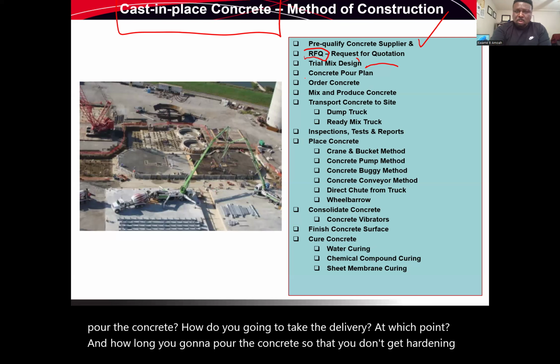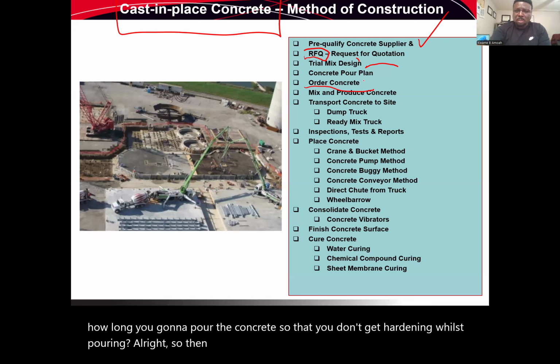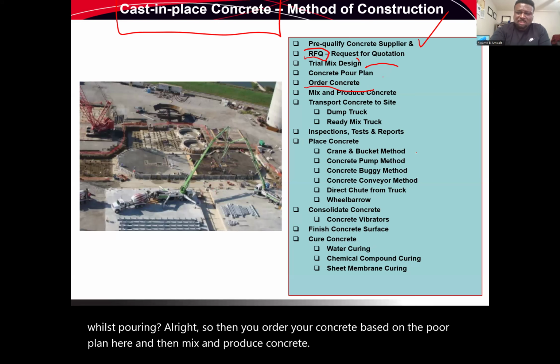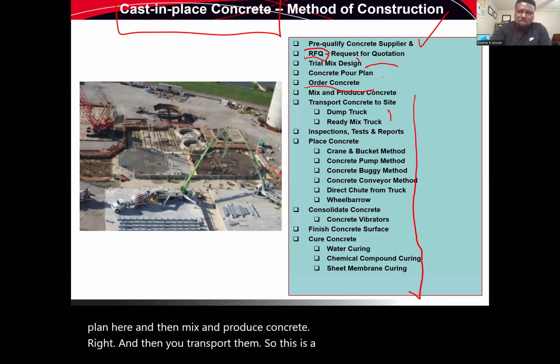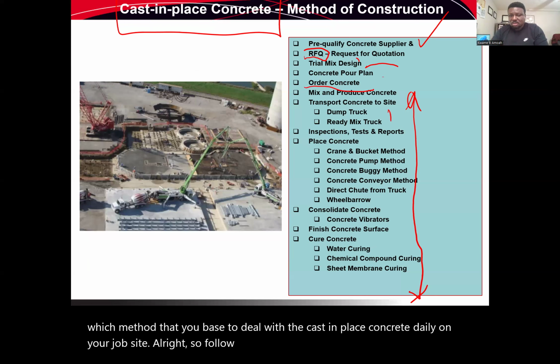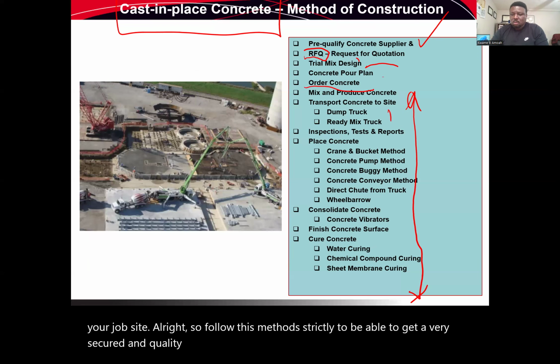All right. So then you order your concrete based on the pour plan, and then mix and produce the concrete, right? And then you transport it. So this is the typical sequence of steps for dealing with cast-in-place concrete daily on your job site. All right. So follow this method strictly to be able to get a very secure and quality concrete pour on your job site.